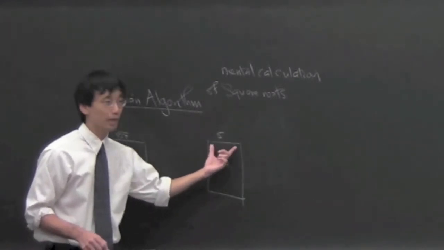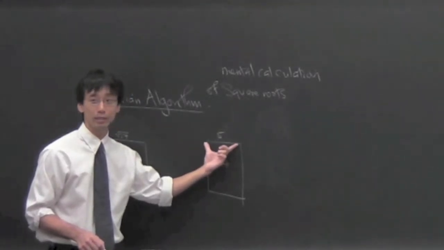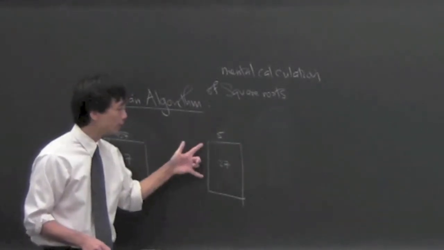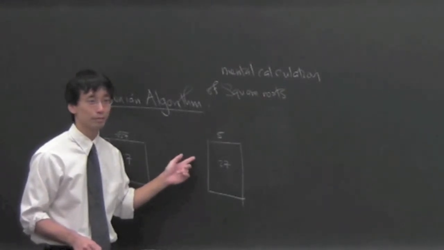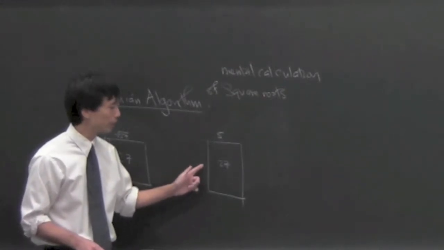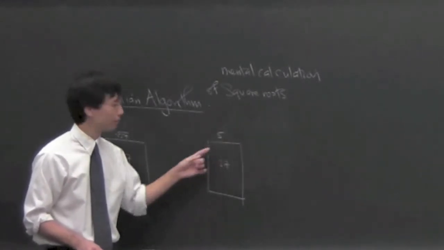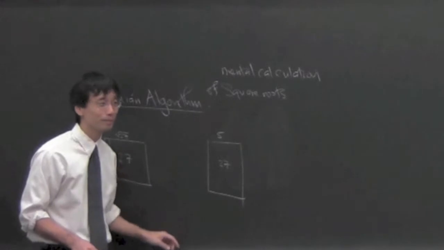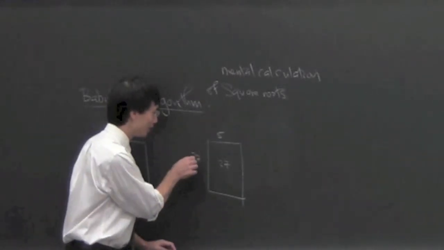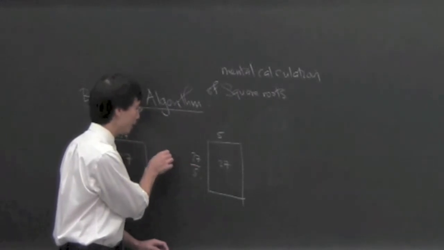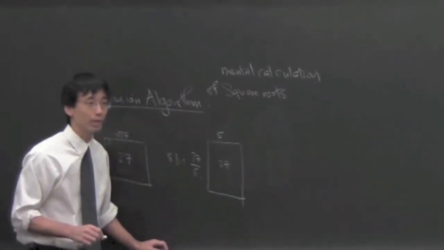But you know that 5 is actually too short. It's not the right length. It's too short to be the square root. This side is going to be a little bit longer. What's the length of this side? If the area is 27, this length is 5, and what's the length of this side? Laura? 27 over 5. 27 over 5, or 5 and 2 fifths.